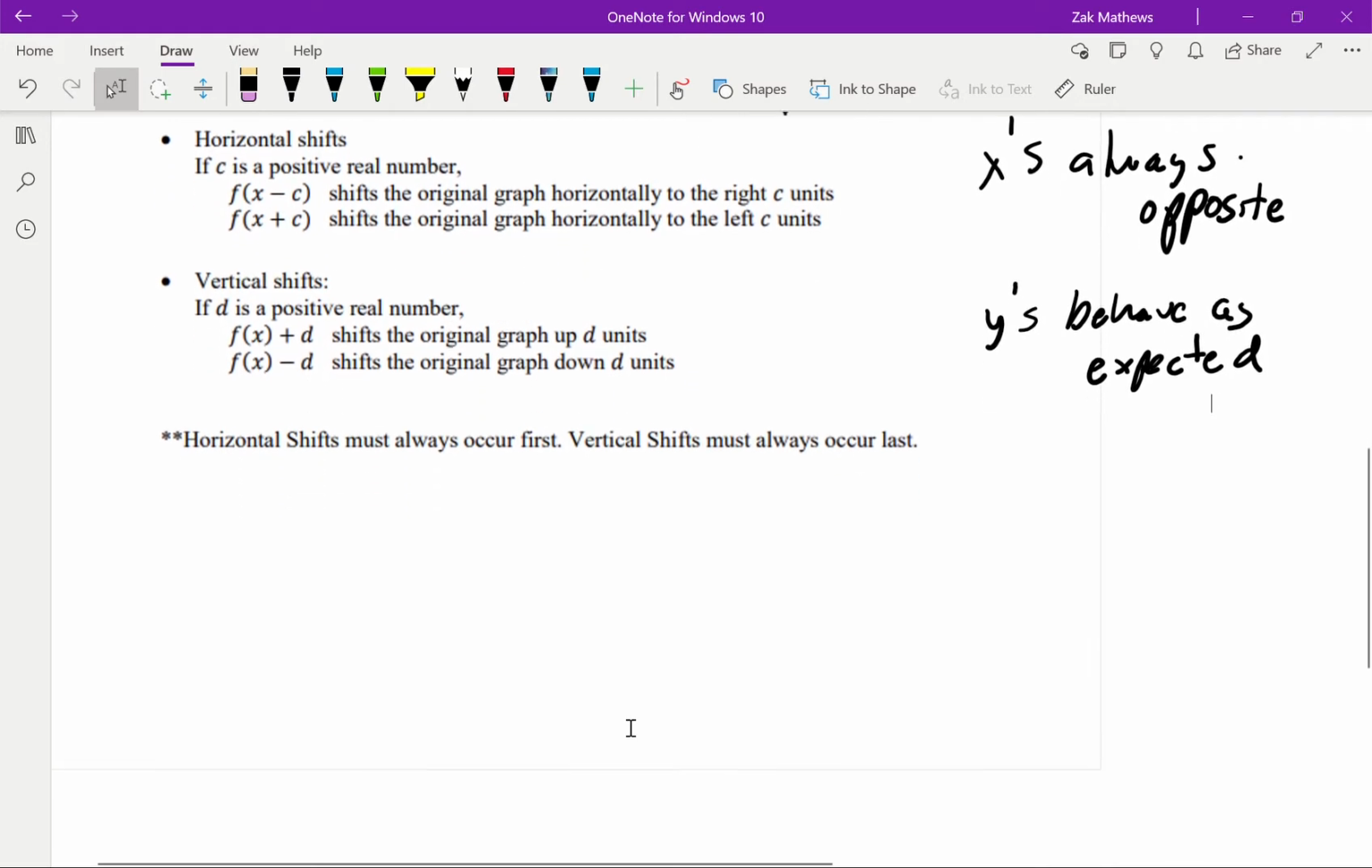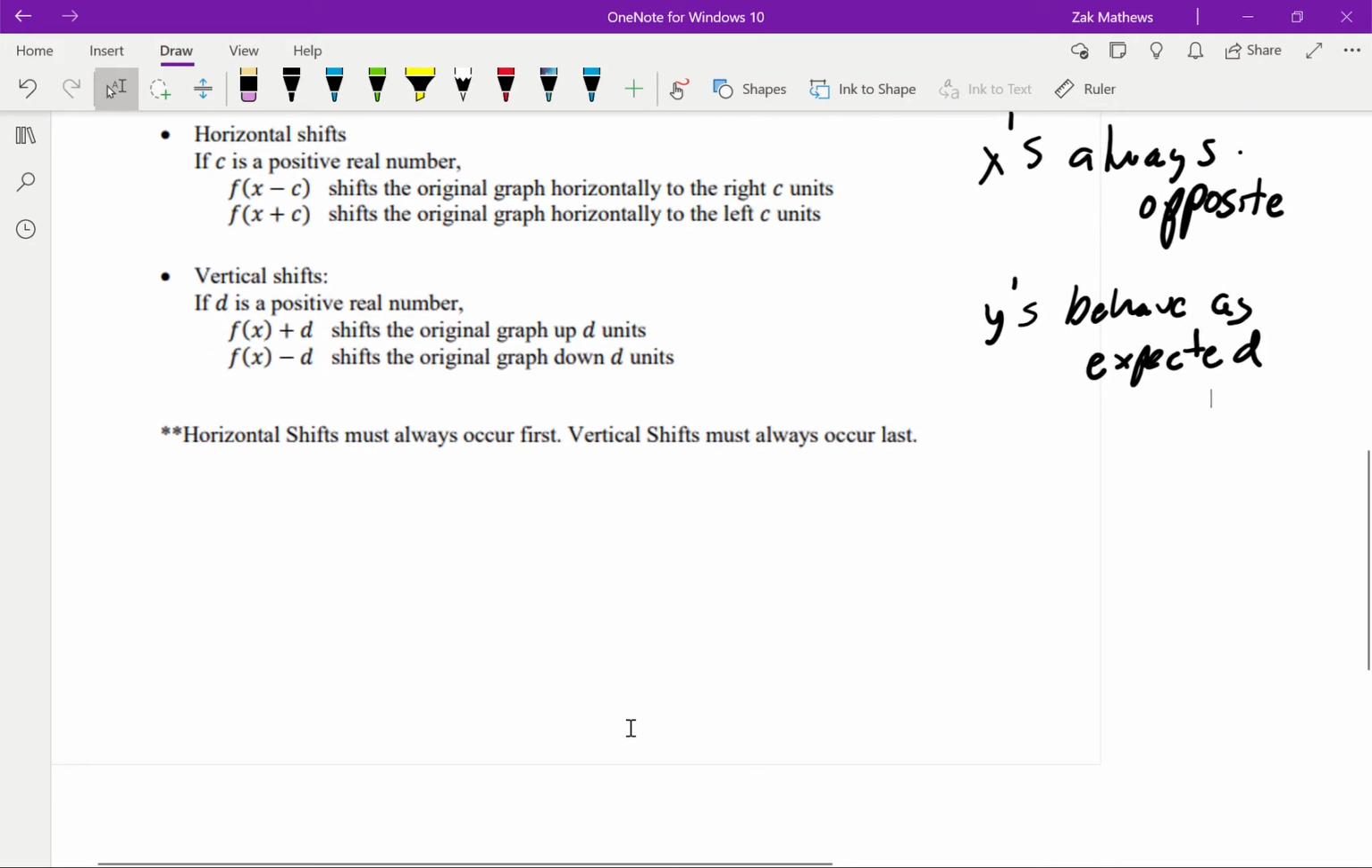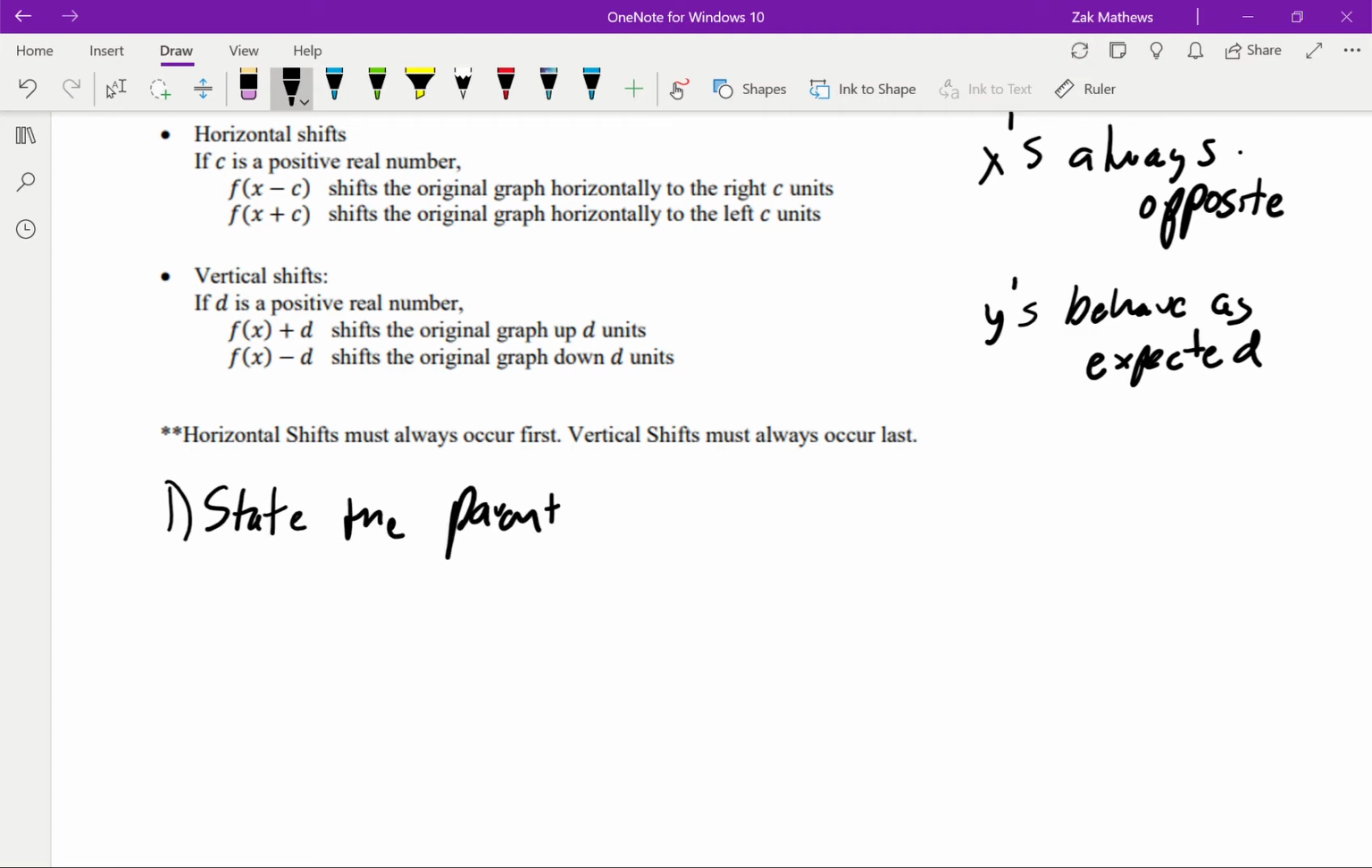So we're going to do a few examples. For really all my examples, I'm going to ask for a couple things. One, I want to see that you state the parent function. I ask for these steps for a couple reasons. One, it's making sure that I know that you know what's going on, that you really are understanding all the components involved. But two, it is helping you set up the problem. It is helping you think about these things in the correct way and in the correct order.